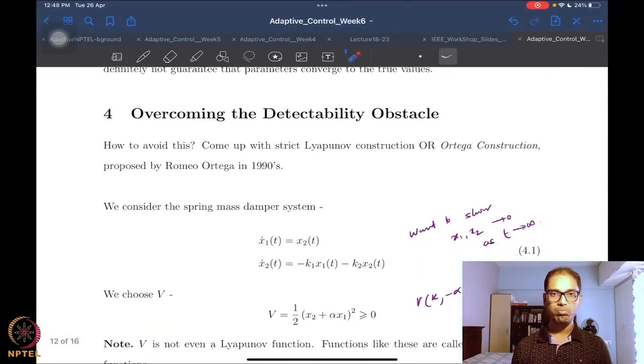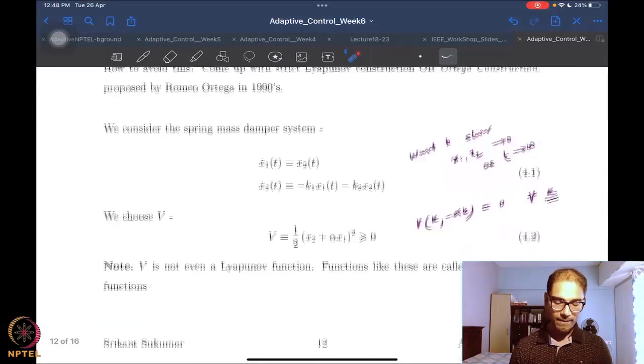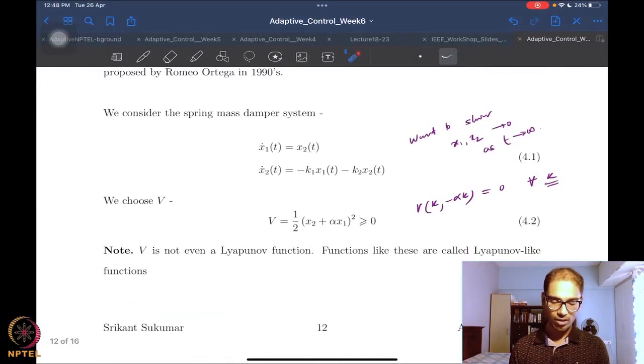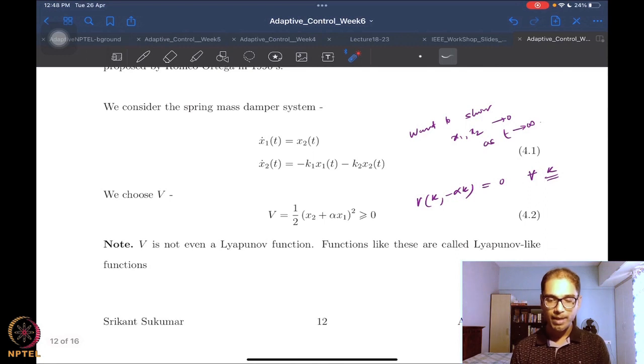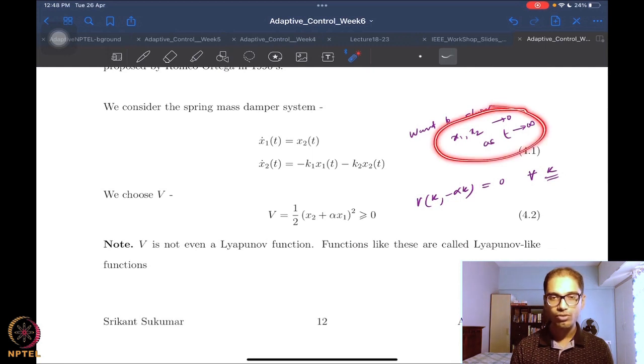One of the more simple solutions was the Ortega construction, proposed by Romeo Ortega in the 90s. He proposed a function which was not even a Lyapunov function, so it was like a Lyapunov-like function. We look at it in the context of this simple spring mass damper system. It's not the error system, but the spring mass damper system, and there is no parameter error either here. The aim is to drive x1, x2 to zero as t goes to infinity.